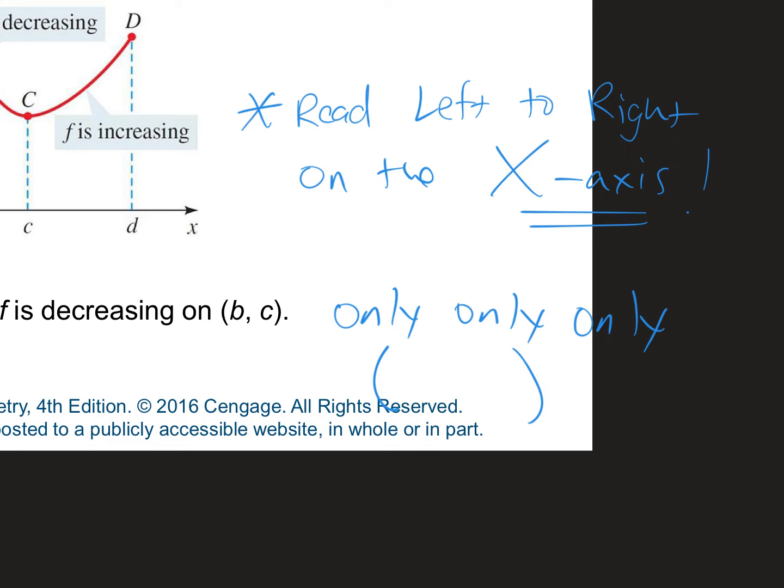Never a bracket. Because you cannot increase and decrease or increase and stay constant at the exact same time. It cannot, two things can't happen simultaneously. So for intervals of increase, decrease, and constant, you're only using parentheses. If you put a bracket, it's wrong.